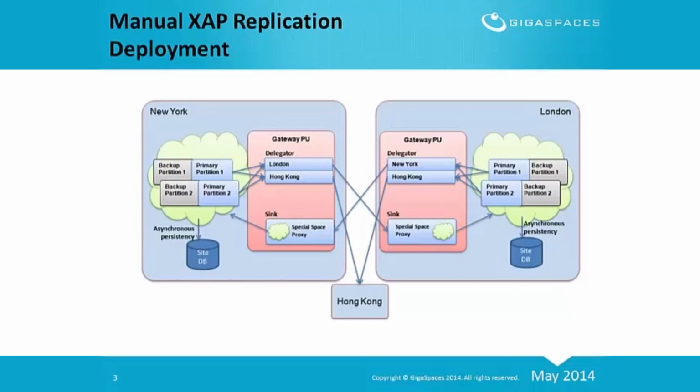A typical XAP replication installation requires the installation of XAP itself, along with the installation and configuration of the gateways, including specific container and networking configuration. With this solution, you can set up an entire WAN topology and provision it on demand.